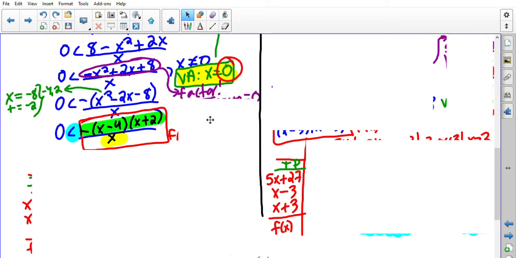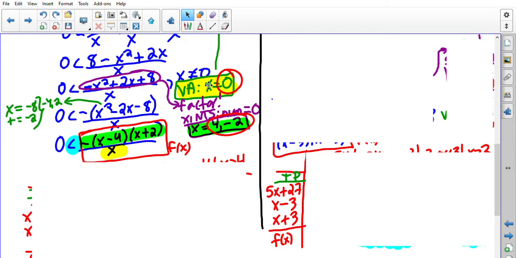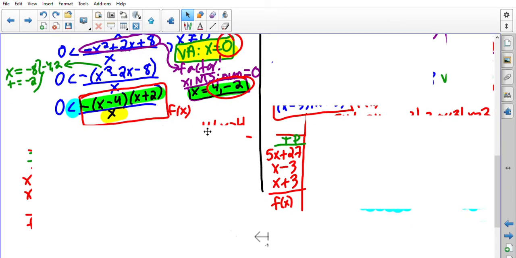All right, next up. The x-intercepts are going to be where the numerator equals 0. So these are my two factors. So my two factors would equal 0 at x equals 4 and x equals negative 2. So I have found my vertical asymptote, and I have found my x-intercept values. These are the three numbers I need to create my interval chart. So let's create that interval chart.